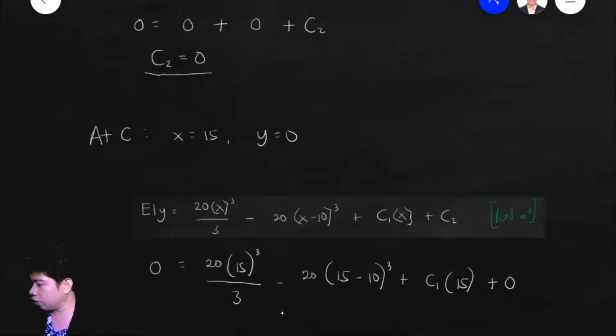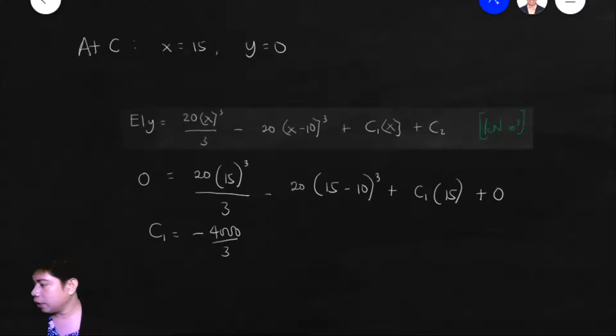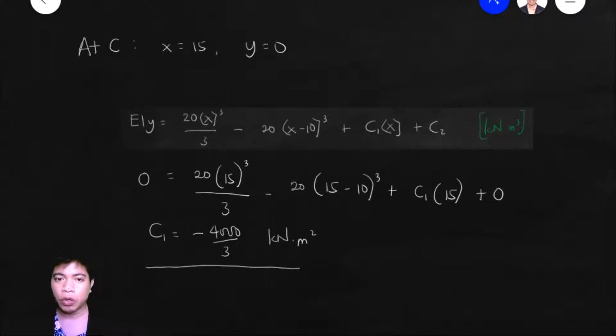Okay, so ngayon guys, ay makukuha natin dito si C1. So ang lalabas na C1 guys is equals to negative 4,000 over 3. So, ayun. So, ito nga yung lumabas, guys, na value natin C1. So, C1 natin nga, yung ating unit dito is kilonewton square meter. Kasi nga, kilonewton cubic meter man to is C1x man to. So, ayun. So, C1 natin nga is negative 4,000 over 3.